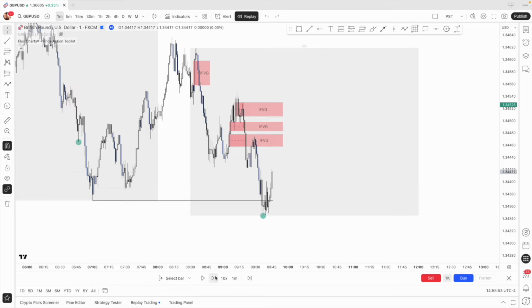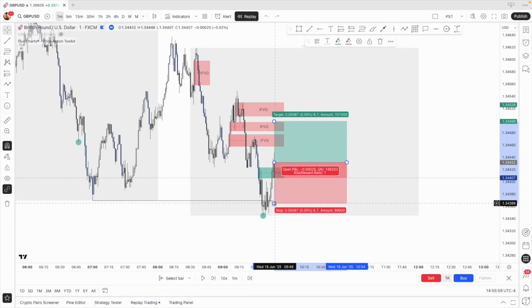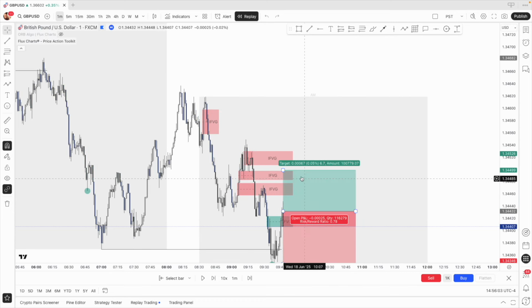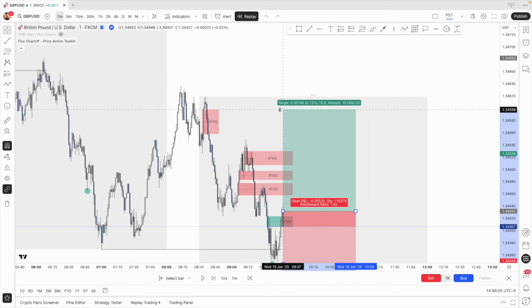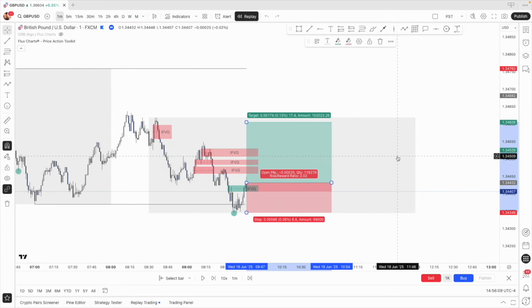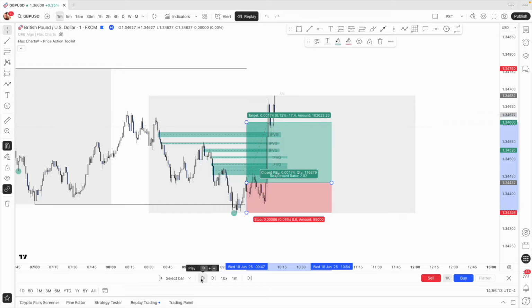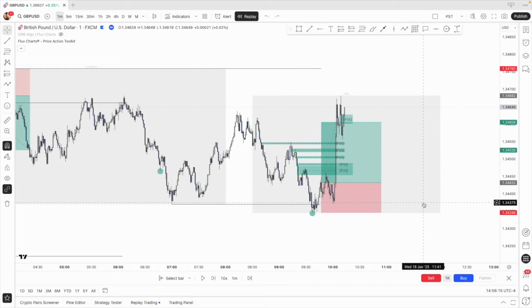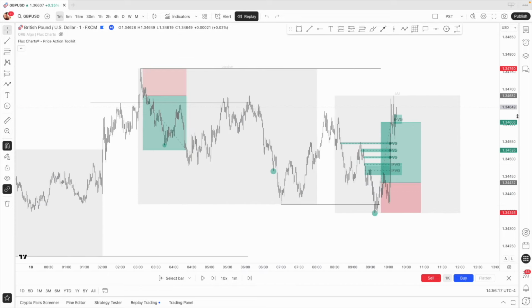So now we wait for the first inverse fair value gap to form. And on the closure of that candle right over there, you can put your stops at these lows, and you can target a fixed 1 or 2 risk to reward trade. And let's see how this one plays out. And as you can see, immediately we went to TP.